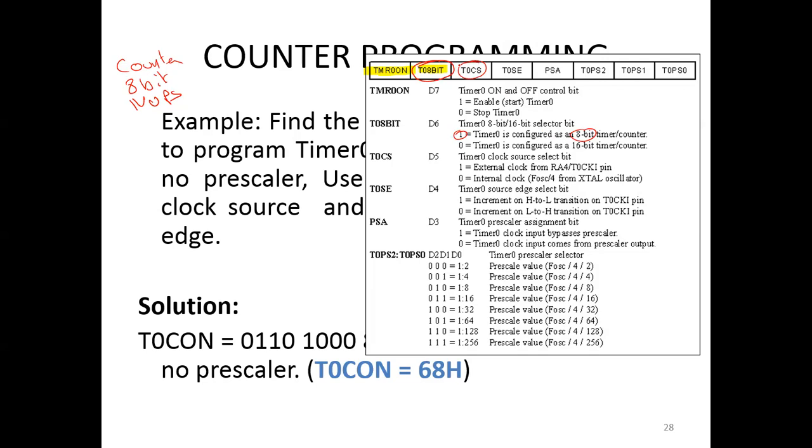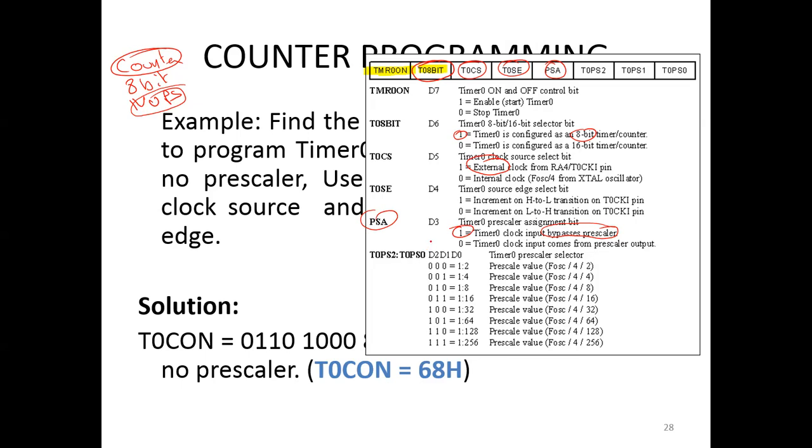Now timer 0 clock source, external or internal? External. Why external? Because we need a counter. And the timer 0 edge doesn't matter; you can use any edge, so we can make it 0. And the prescaler: no prescaler, meaning you have to bypass the prescaler. So the PSA should be 1 or 0? 1.